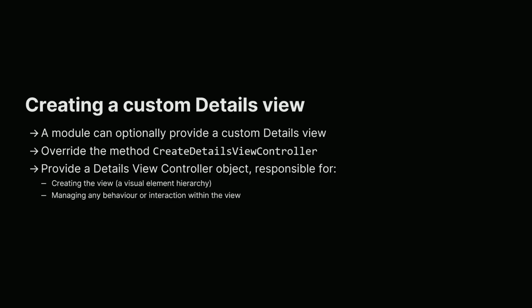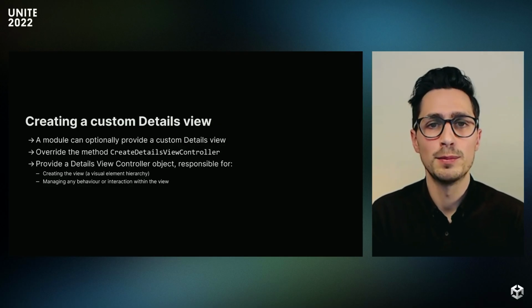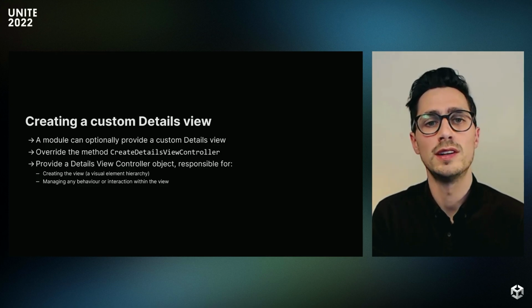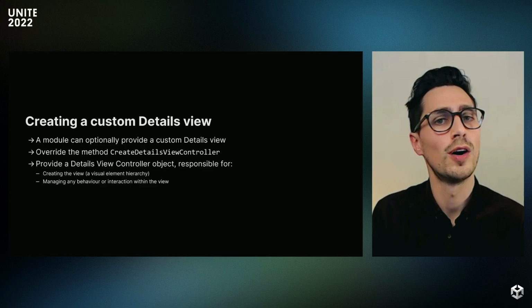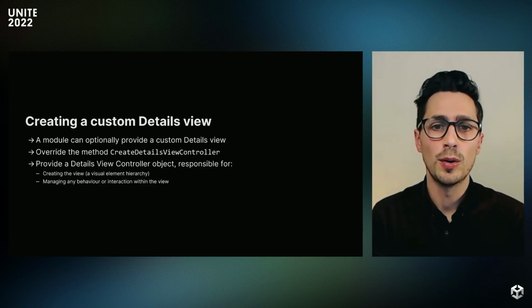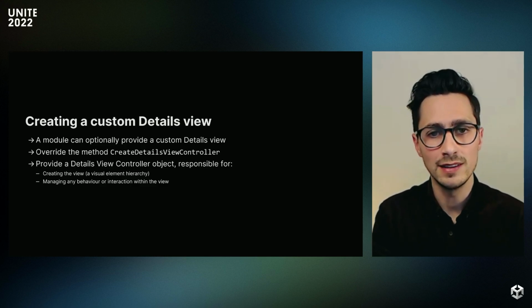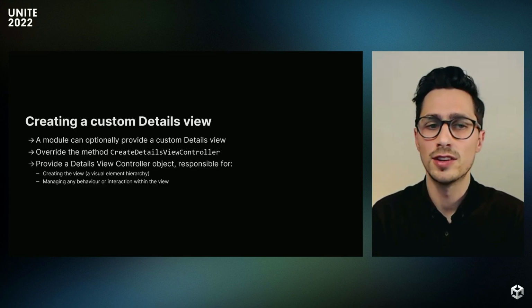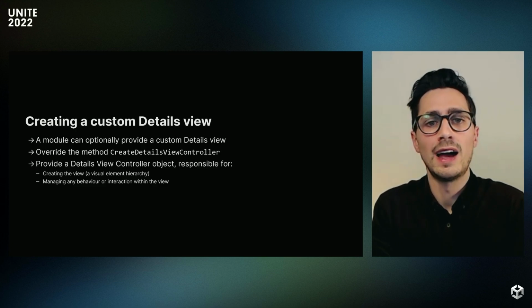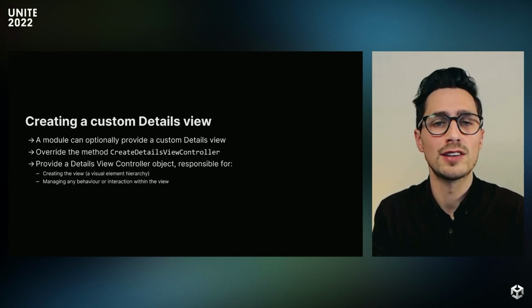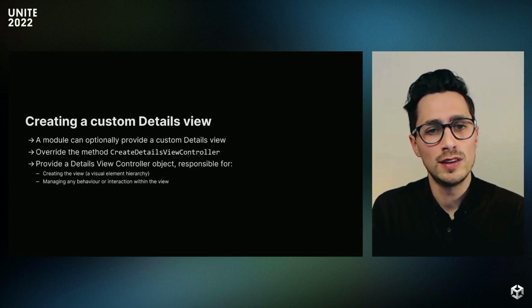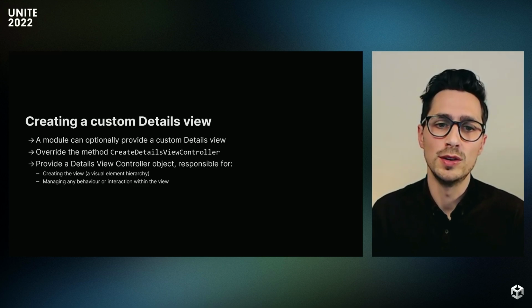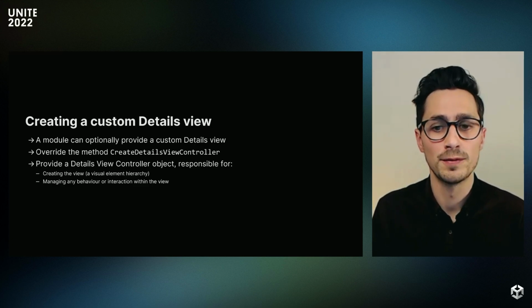A module can optionally provide a custom details view if it wants to override the default. It does this by overriding the method createDetailsViewController, in which it needs to return a details view controller object. This view controller object is responsible for creating the details view, which is just a visual element hierarchy, and managing any behavior or interaction within the view. Unity will request your details view from your module using this method when it needs to be shown.